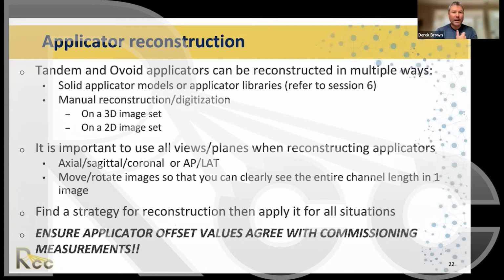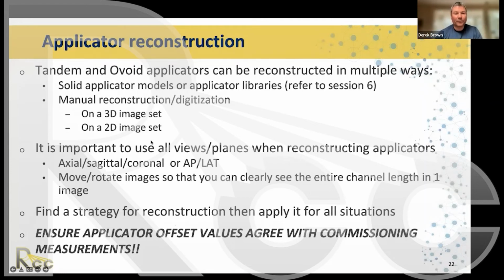So Tandem and Ovoid applicators can be reconstructed in multiple ways. We can use a solid applicator model and then deform or move that around until it matches. I have never seen people use this with very much success, to be honest. I have not used all of the standard library models, but the ones that I have used, I've seen limited success. I would rather manually reconstruct those Tandem and Ovoids on a 3D image set or on a 2D image set.